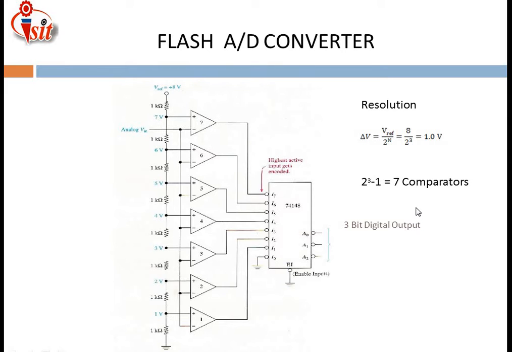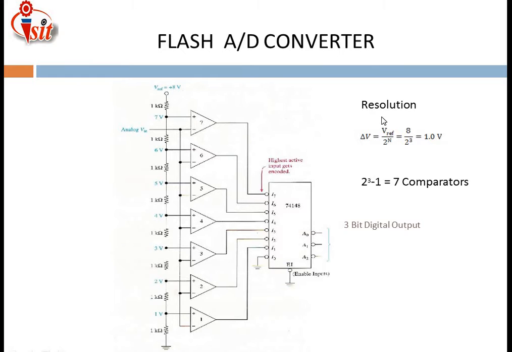And how many comparators we require for this type of structure is calculated by the formula 2 raised to n minus 1. Here n is the number of output bits. How many output bits are we getting here? It is equal to 3. For that purpose, I have written 2 raised to 3 minus 1. 2 raised to 3 is nothing but 8, and 8 minus 1 is equal to 7 comparators. Just see here, 1, 2, 3, 4, 5, 6 and 7 comparators I have connected for that flash analog to digital converter slide.